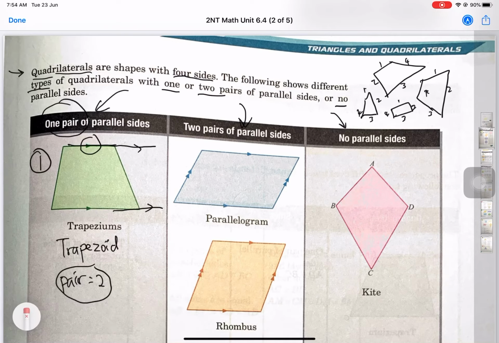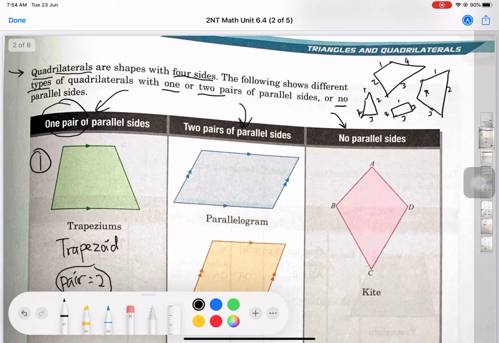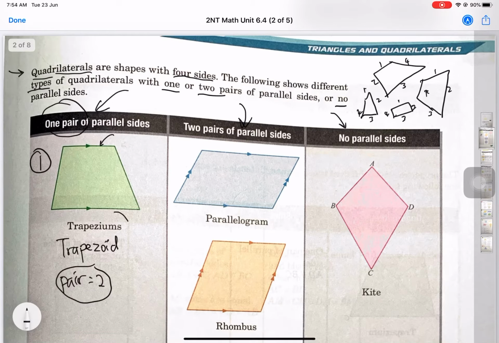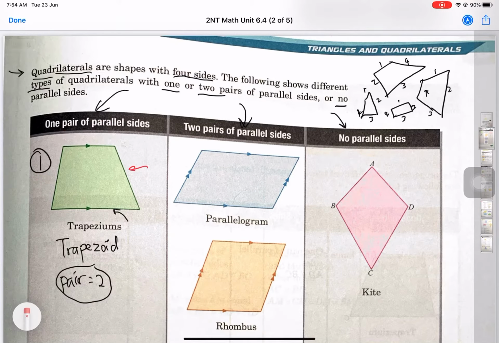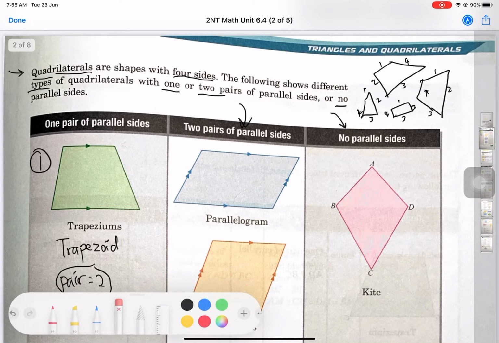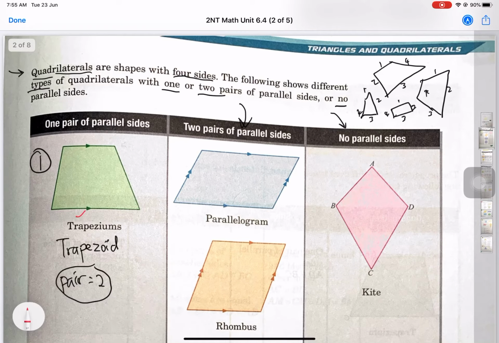Let me erase everything so that you can see the trapezium here. You can see that there are 2 sides that are parallel to each other, this side and this side. So this is a trapezium. Now what about these 2 sides over here? Are they parallel to each other? No, they are not. If you were to extend the 2 lines, they will probably meet somewhere far, far away. So the trapezium property is that it has 1 pair of parallel sides, the ones that have the arrows here and here.